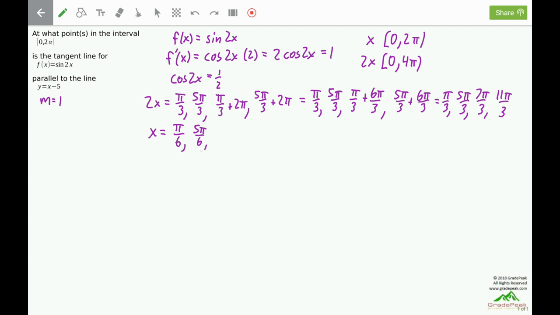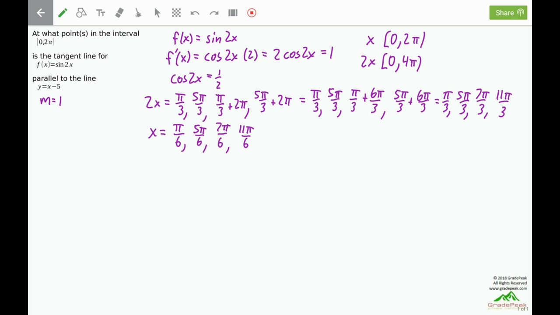5 pi over 6, 7 pi over 6, and 11 pi over 6. Notice that each of these are once again back to between 0 and 2 pi. So for 2x, we had to go 0 to 4 pi, but then once we divide it by 2, the results end up between 0 and 2 pi. So there's our 4 places between 0 and 2 pi where the cosine of 2x is equal to 1/2.